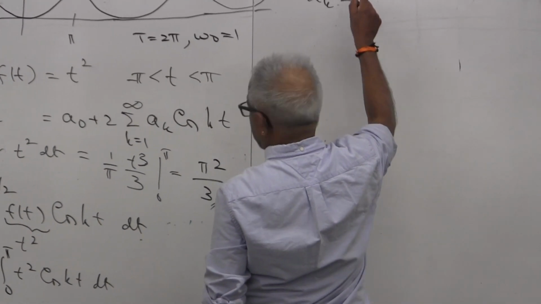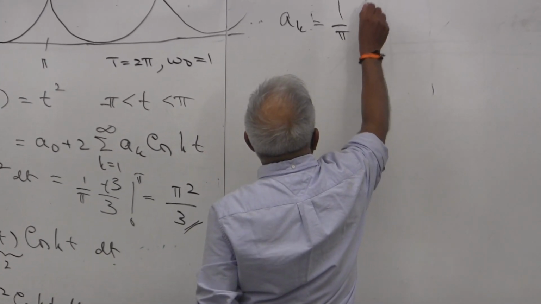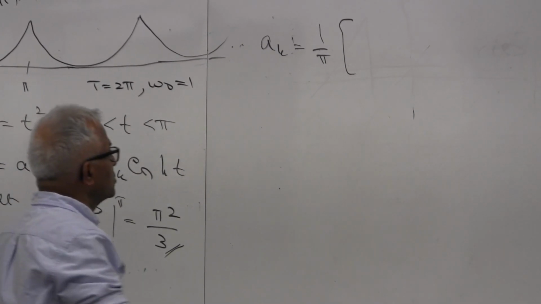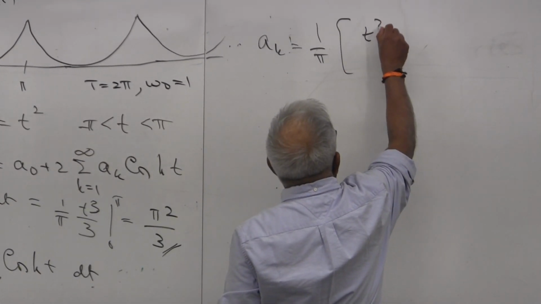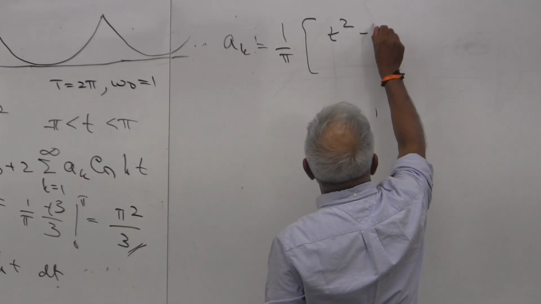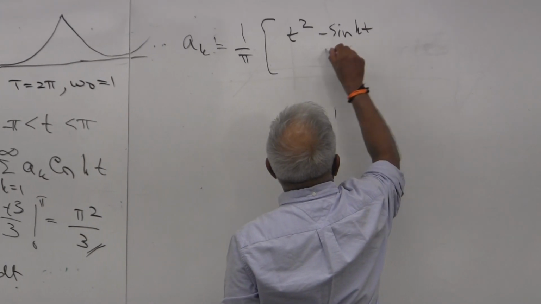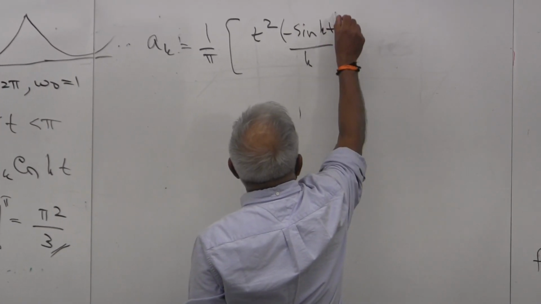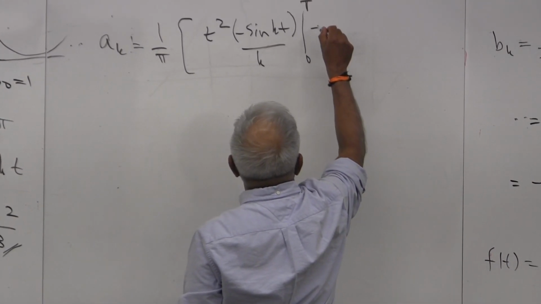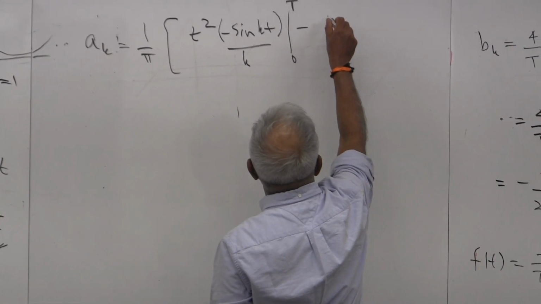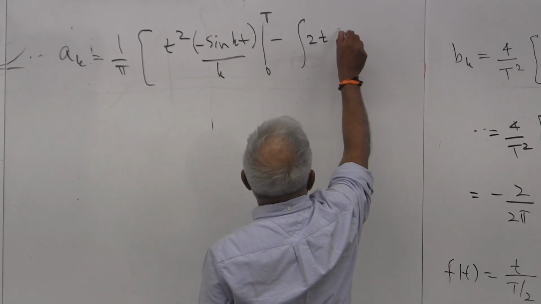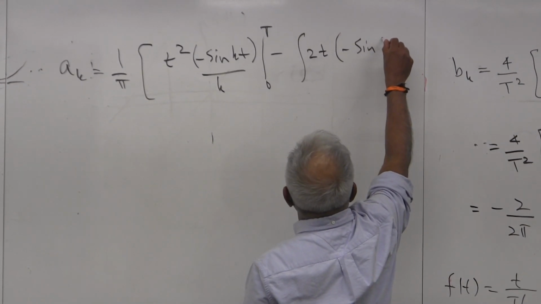So what is it? Ak is 1 over pi. So integration by parts, we'll keep the first function as it is. What is the integral of cos kt? Sin kt over k, okay. 0 to pi, minus integral 2t multiplied by sin kt over k.